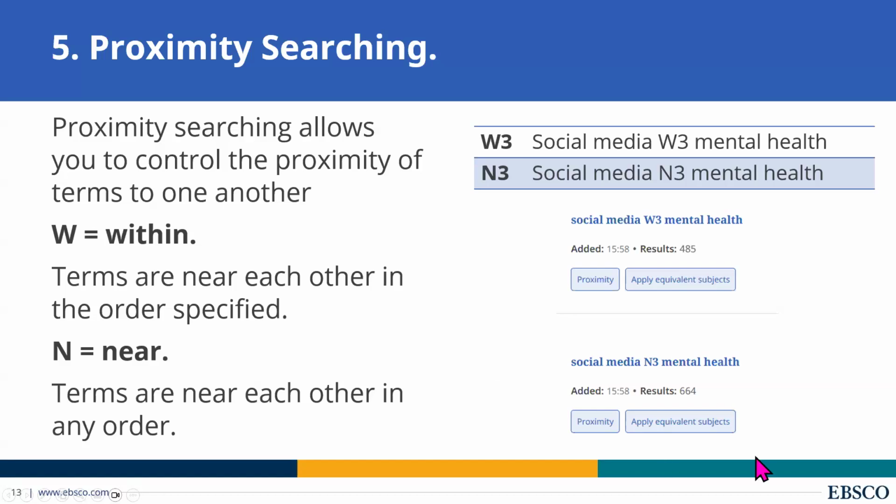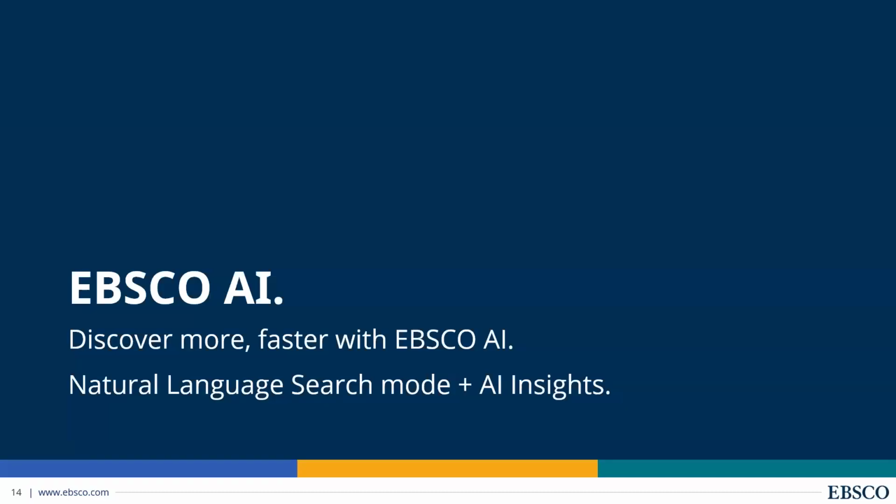My second search down here, I've used the N3. So social media is near 3 words of mental health, but can be in any order. So you'll notice I have a few more results than the within search. So it just depends on how controlled that you need to be. But again, these are some examples of the difference between using W or N in your proximity searching. Okay, so that is my top 5 search tips. I hope you found that helpful.